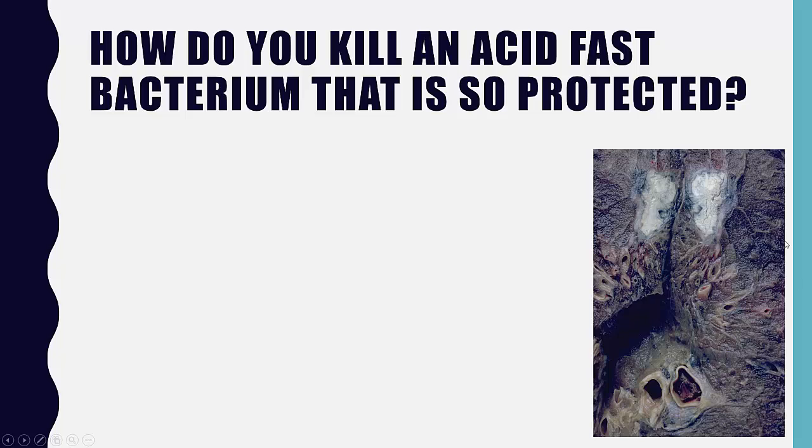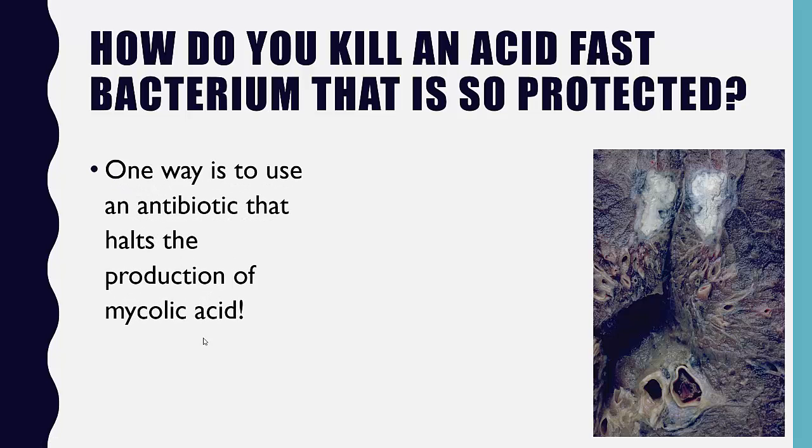If you're looking at this, this is a lung that has been bombarded and destroyed by a Mycobacterium tuberculosis infection. So, how do you kill an acid fast bacterium that is so protected with that very tough, waxy, lipidy outer surface? Well, it took a while, and Mycobacterium tuberculosis is technically also a gram-positive bacterium, but it has an outer protective lipidy area.